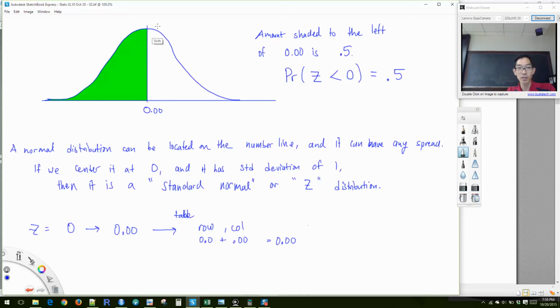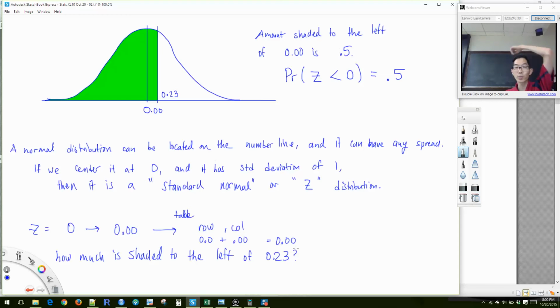All right, so let's say I go just a little bit further to the right, and I go over here. Now I'm not shading at 0.0, but maybe at 0.23. So how much is shaded to the left of 0.23? I know you got it, but I'm going to write the question out here: how much is shaded to the left of 0.23? So when I go to the table, what row am I going to go to?